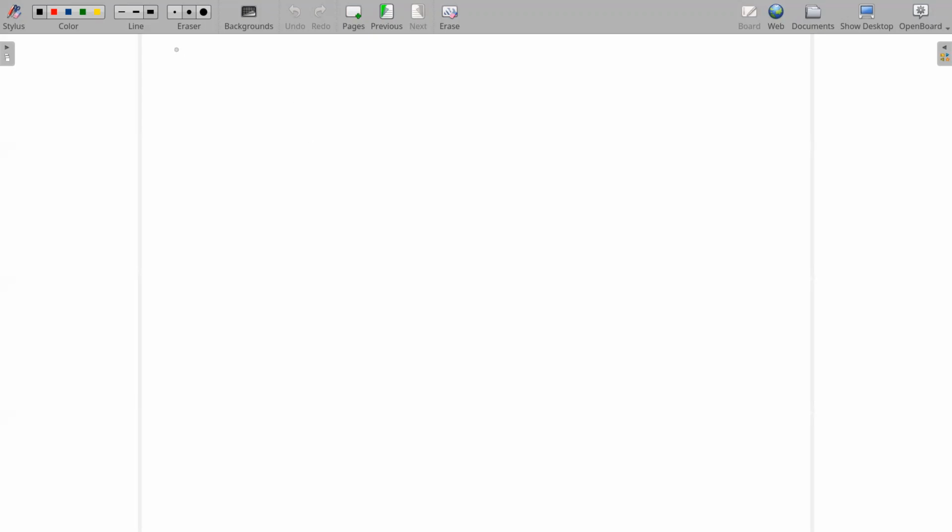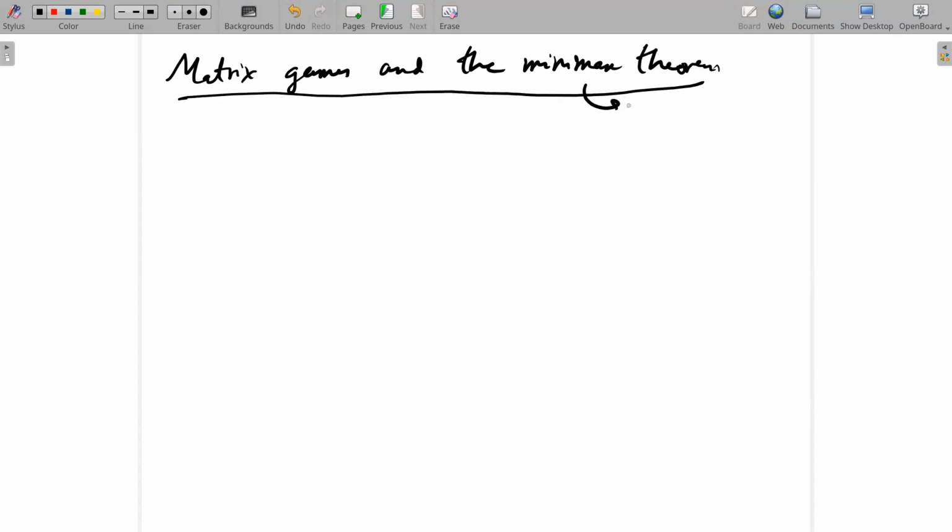And the third and final example we're going to talk about is something related with game theory, the beginnings of game theory in some sense. So matrix games and the minimax theorem. So this is also known as von Neumann's minimax theorem, proved around 1928, I believe.